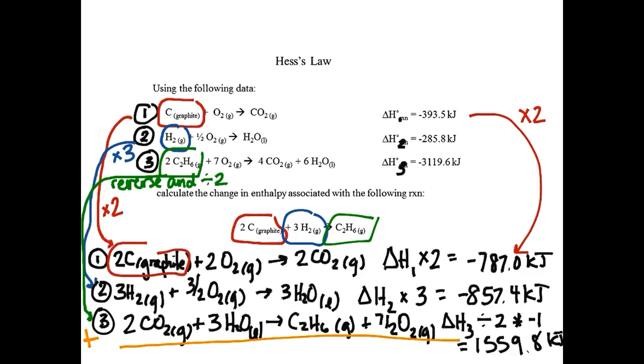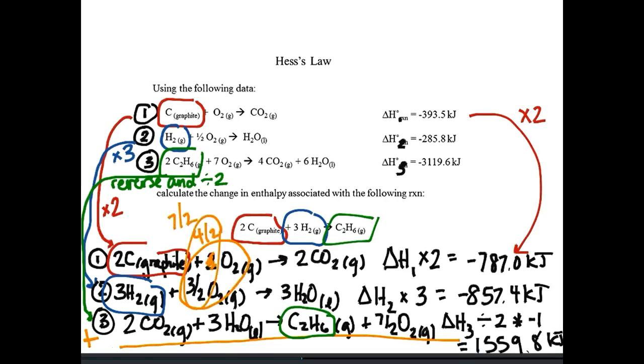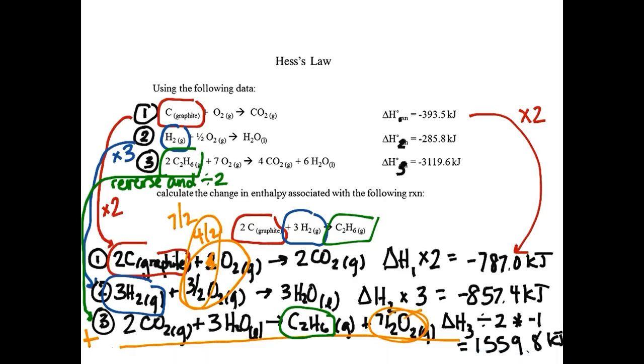You'll see that 2 carbon graphite shows up over here. 3 H2s is in our overall reaction. And C2H6 is in our overall reaction. So I'm just going to circle those. All these other components should cancel out. So 2 moles of oxygen is the same as 4 halves. So 4 halves plus 3 halves equals 7 halves. So that cancels out with the 7 halves on the right.